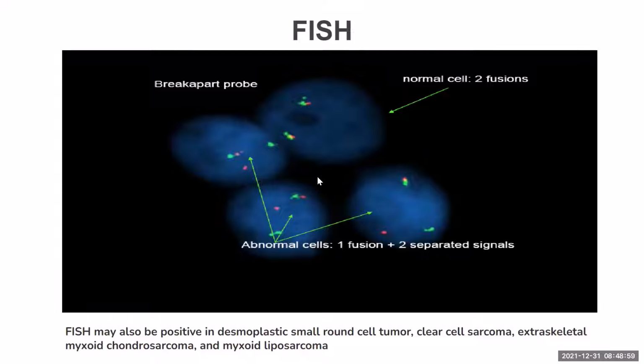EWSR1 most commonly has a break point, leading to breakage, so the signals would not be continuous, and you can see break apart signals in this cell where two different signals, red and green, are seen separately and not combined as seen in the normal cell. However, FISH is also not confirmatory because it may be positive in other differential diagnoses like desmoplastic small round cell tumor, clear cell sarcoma, extraskeletal myxoid chondrosarcoma, and myxoid liposarcoma.